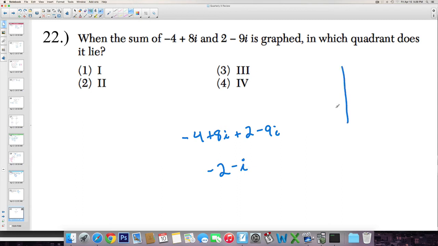If we were to graph that on an imaginary number plane, 6 minus i would be graphed like this with the little arrow right here. Okay, that's how you graph complex numbers. That winds up in quadrant 4. So choice 4.